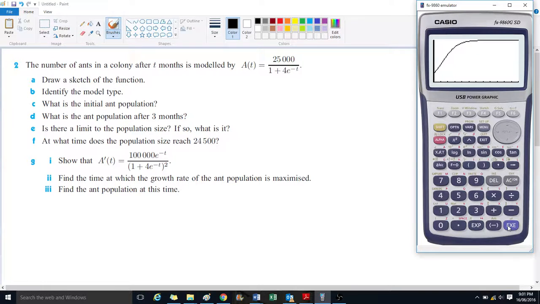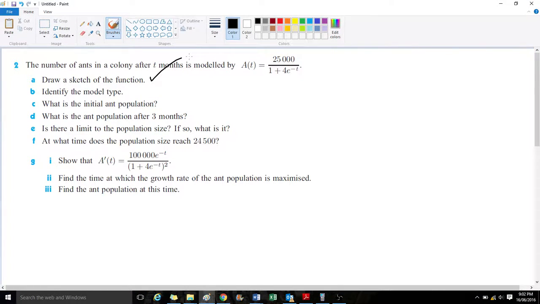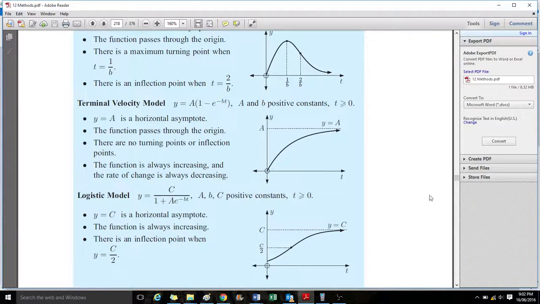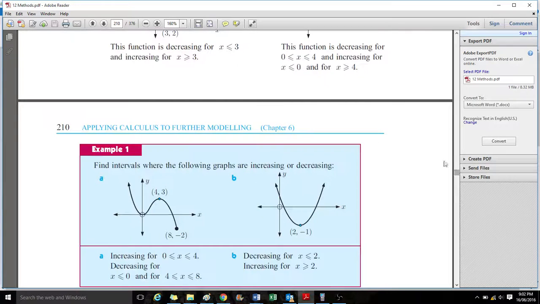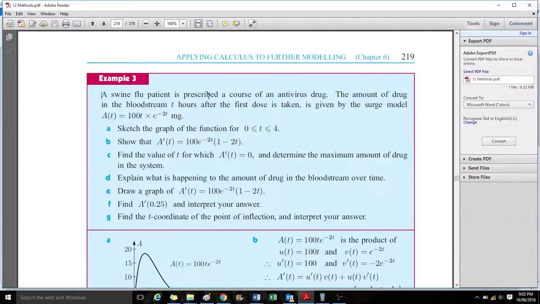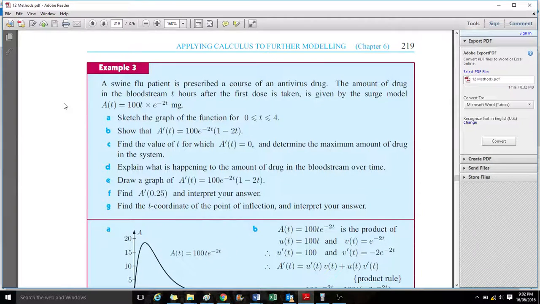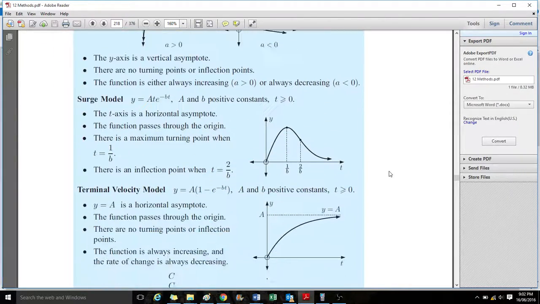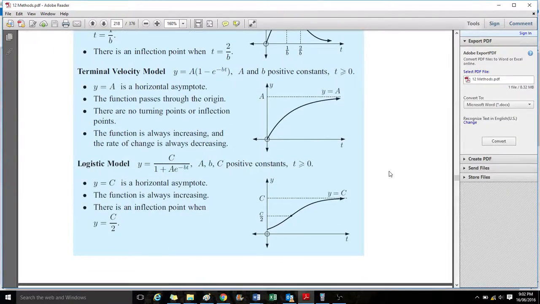Okay, identify the type of model. All right, so we've drawn a sketch of the function. That is done. So let's identify the model type. Well, let's look here on page 218. And here we've got a list of all of the different types of models that we have. Okay, so we've got the logarithmic model, the surge model, the terminal velocity model, and the logistic model.